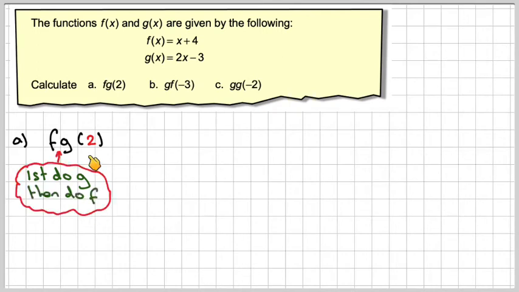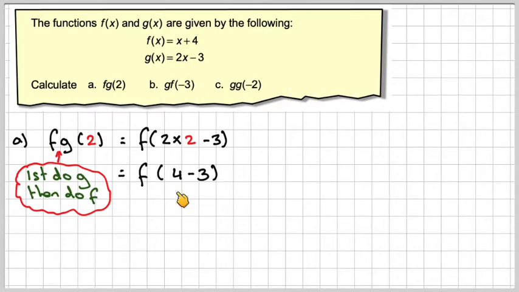So what we need to do is put 2 into g. So we can write down an f, because we haven't done that yet, and then we need to put here 2 times x. So x is 2. So 2 times 2 minus 3. And then we work that out. 2 times 2 is 4, and we've still got to take away 3. And then 4 take away 3 is 1. We still put the f in because we haven't actually done the f function yet.